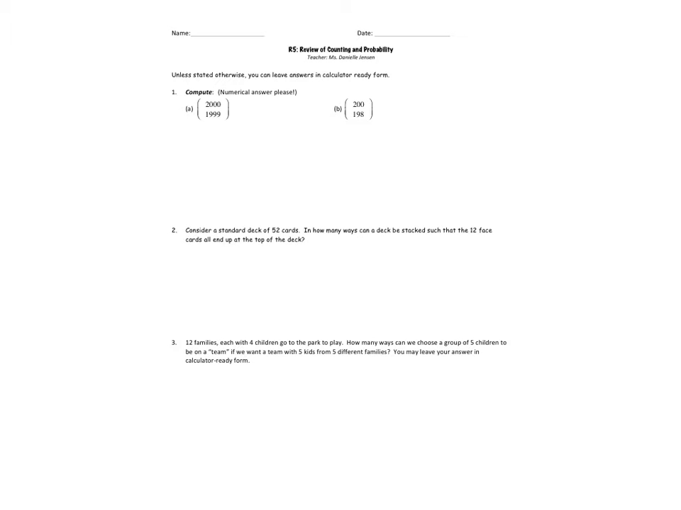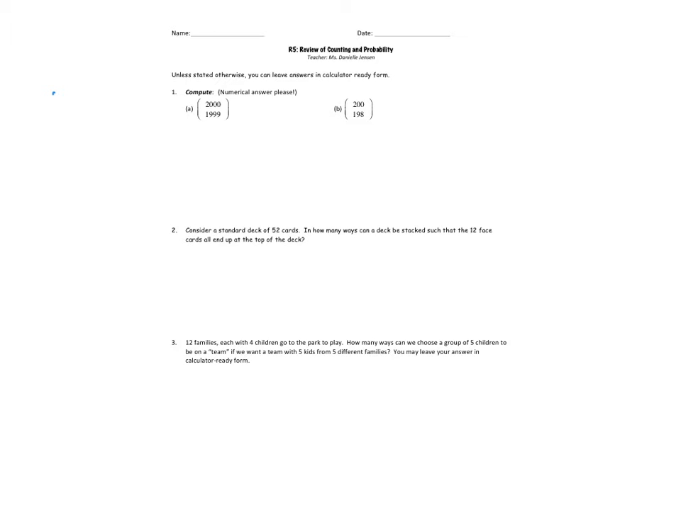Okay, let's go over 2, 3, and 4 here. So notice 2 is talking about an ordering of cards, which is different than choosing a hand of cards, because when I have a hand of cards, the order in my hand doesn't matter. But here it's saying, in how many ways can a deck be stacked such that the 12 face cards all end up on the top?